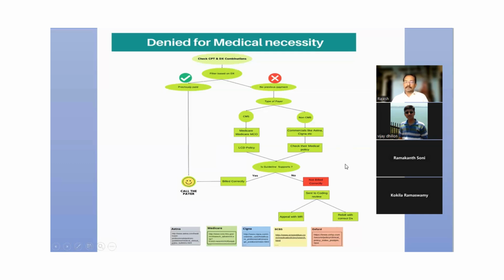If not, send it to the coding team and identify whether all the diagnosis codes are billed under the proper list. Okay, primary, secondary, in that order, is billed correctly. If not, based on the medical record, ask them to correct the diagnosis code and send the corrected claim.